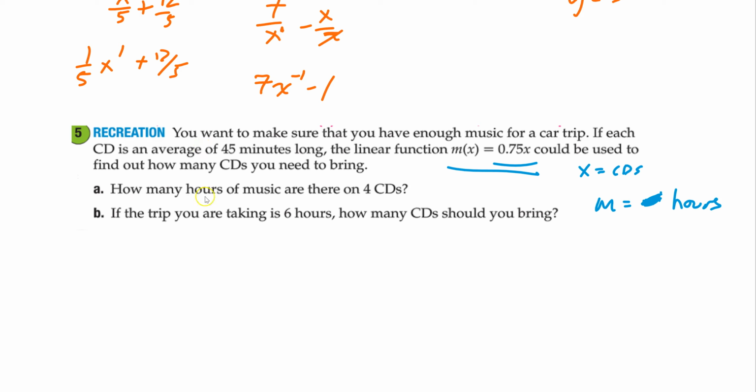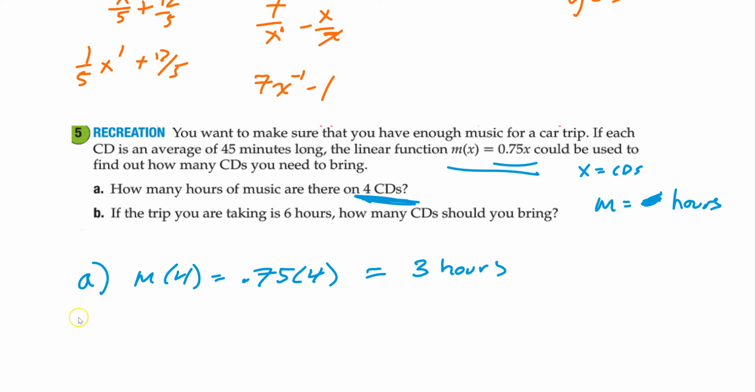How many hours of music are there in 4 CDs? Notice they gave us CDs. That's what x is, so we plug it in for x. Very simple. So they want to know, if you have 4 CDs, how many hours of music is that? If you multiply that out, you get 3 hours. So 4 CDs is 3 hours.